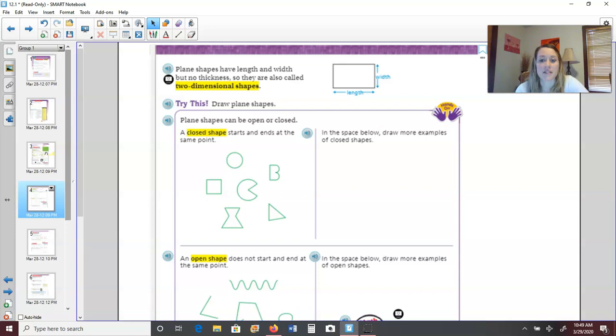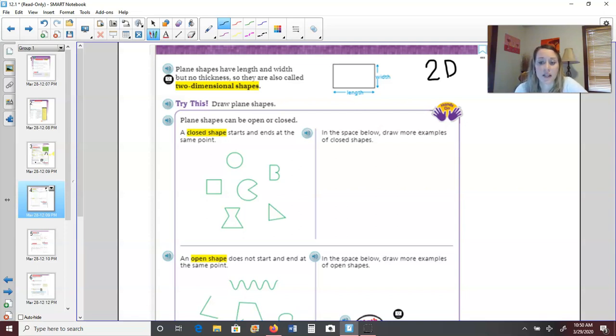Remember, plane shapes have length and width, but no thickness because they are flat. These are flat shapes. And so that is what we call two-dimensional shapes, or 2D. I know many of us have heard of 3D, but 2D is these flat shapes that we draw on paper because they don't have any thickness to them. They don't have any depth. They only have a length, how long it is, and its width, how tall it is.